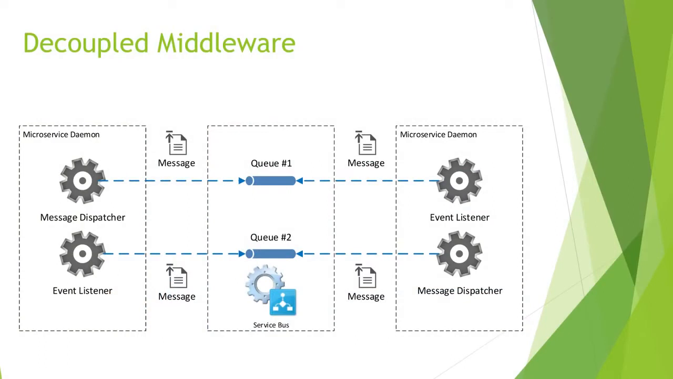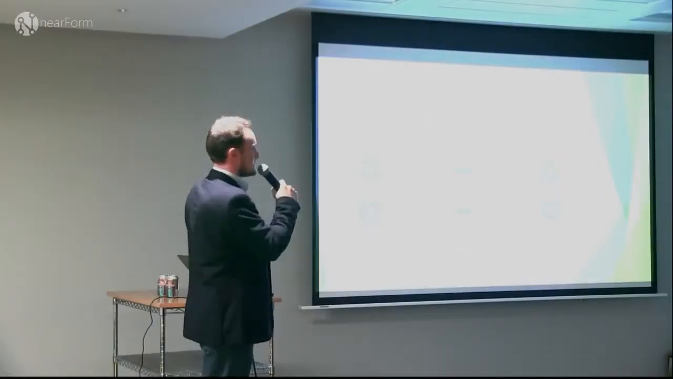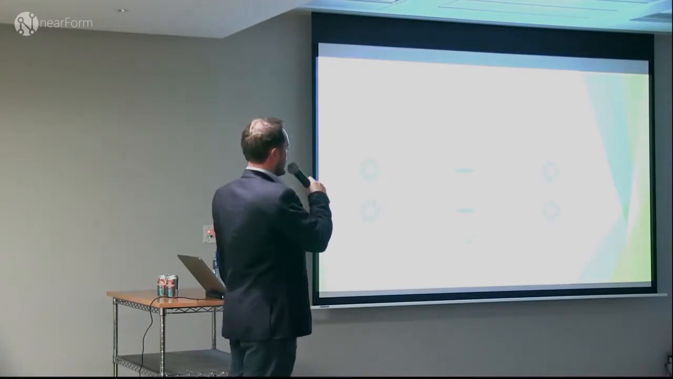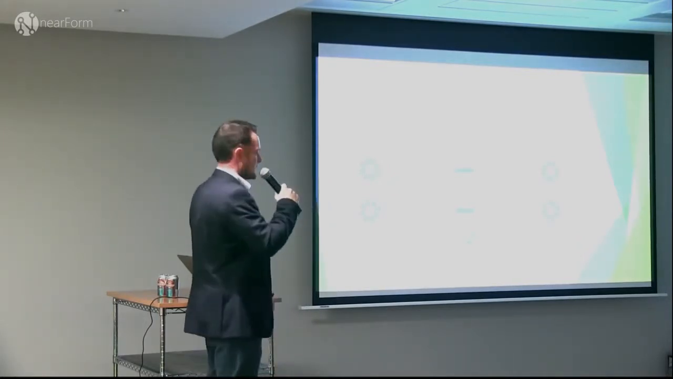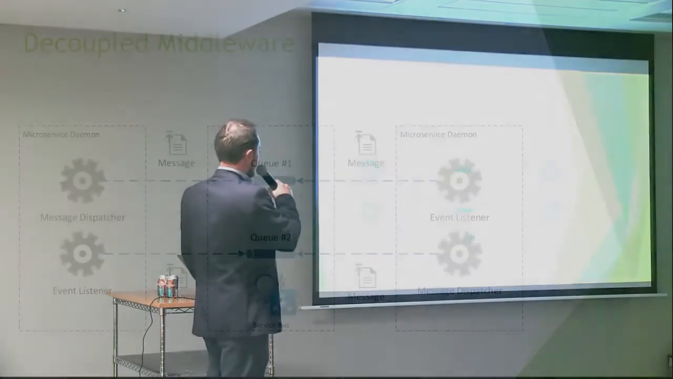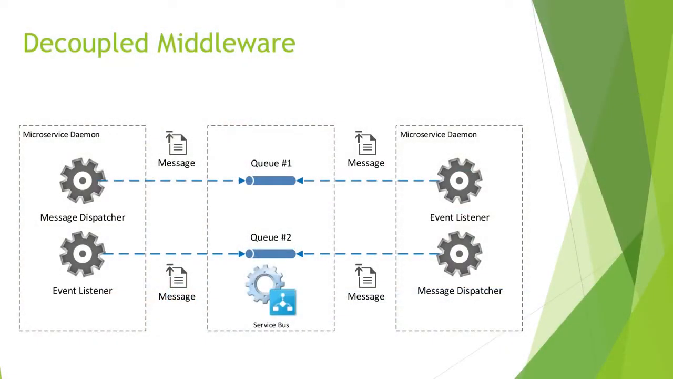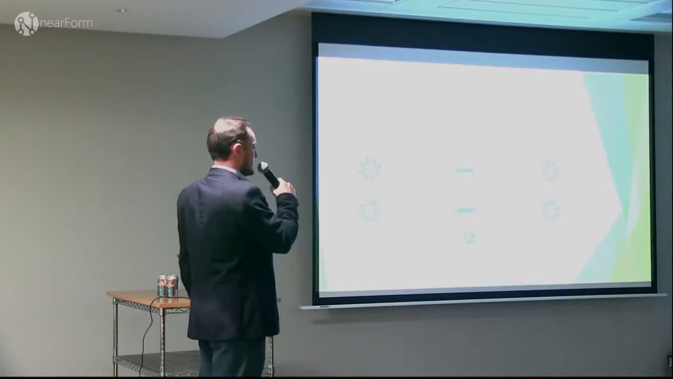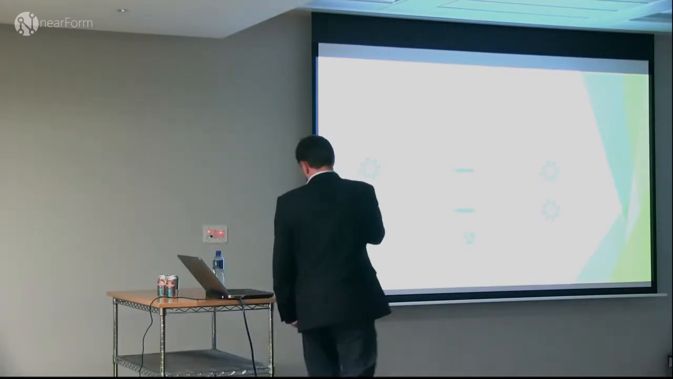So, if we extrapolate that out a little bit, again, we've got a microservice, still on the decoupled middleware pattern. We have a microservice daemon, generally some sort of self-contained process. For example, in a Windows environment, we're talking about an executable file, such as a Windows service. So again, here we have a message dispatcher, and the message goes to queue number one. That message is consumed by the opposing microservice, with the process dispatched across the service bus, the service bus obviously being the unit by which both microservices communicate with one another.